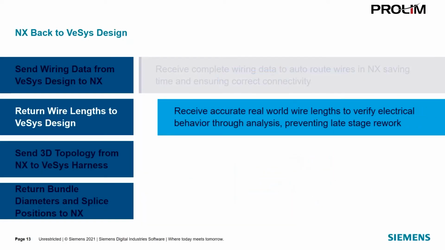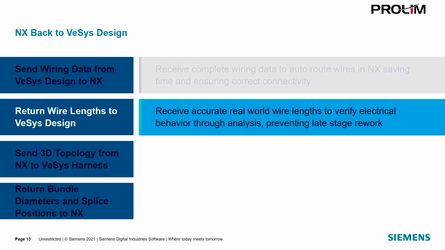We pass the wire length information back to VSys so the electrical engineer can verify the electrical design. We also made use of the cross-probing functionality to ensure the transfer of data was successful and provide a better understanding of the relationship between the electrical and mechanical designs.